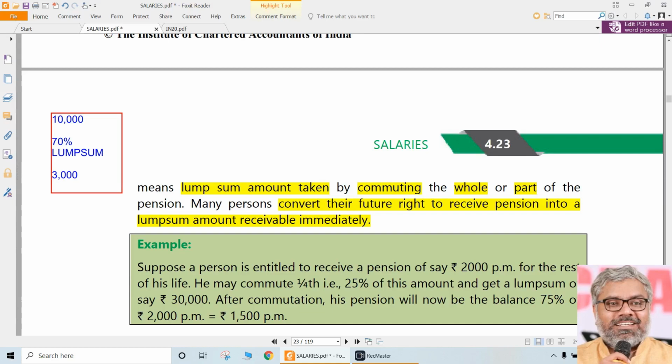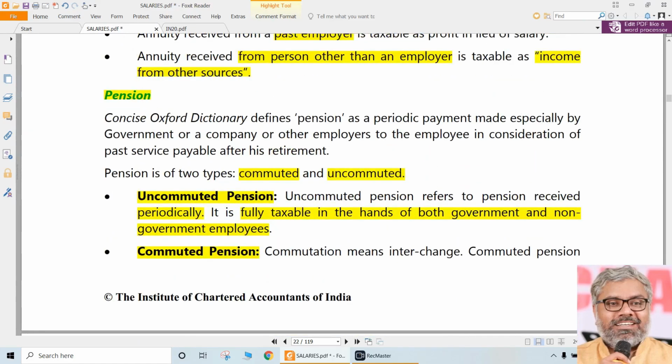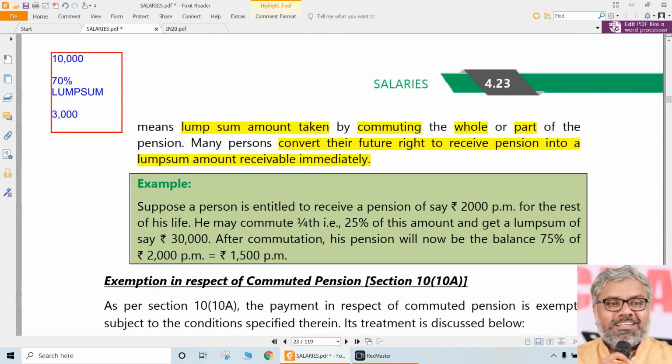Usually it will not be the whole of the pension; usually only a part of the pension will be commuted. The percentage of the pension that is commuted will be rewarded with a lump sum payment. The remaining amount which is uncommuted will still be received in future as a periodic payment. That is fully taxable, so the discussion does not require any particular attention on uncommuted pension. It is simply taxable for everybody. That's it.